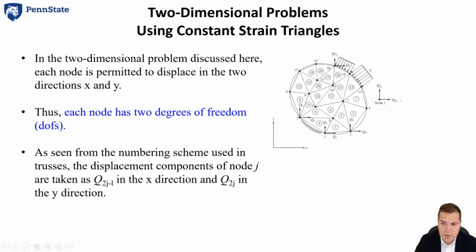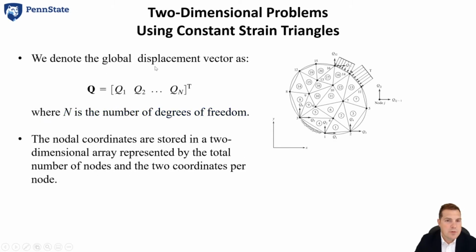So the total degrees of freedom are the number of nodes times the degrees of freedom per node. Okay, so I don't know exactly what we have here. Let's say we have 15 nodes, 15 times 2, so we're going to have a total of 30 degrees of freedom. So here's our global displacement vector, and you can see that it goes to the n, and here n is the number of degrees of freedom.